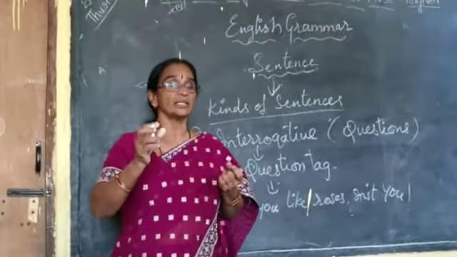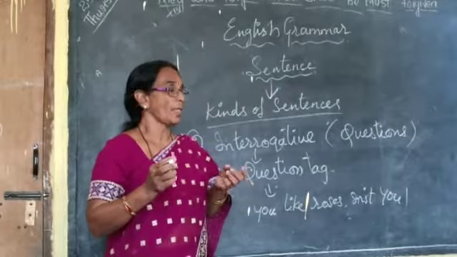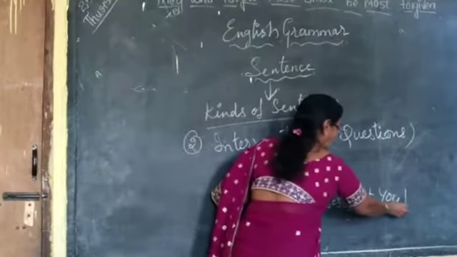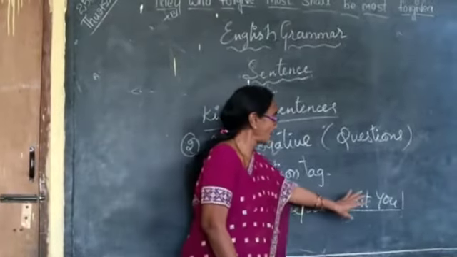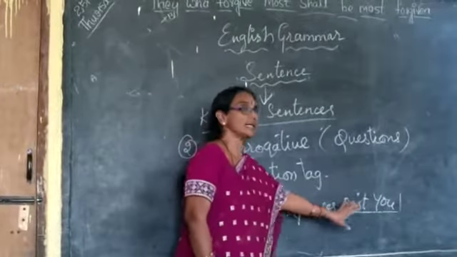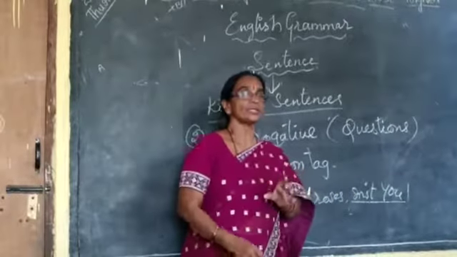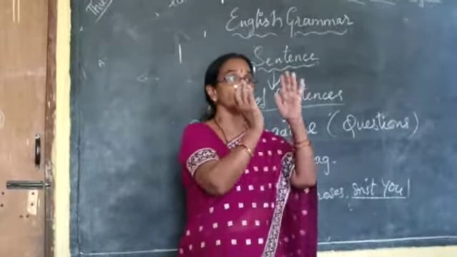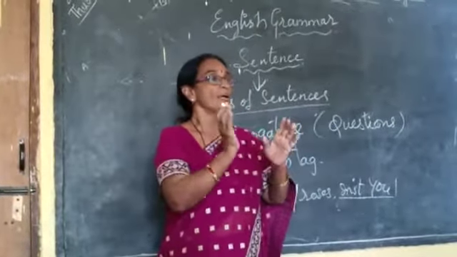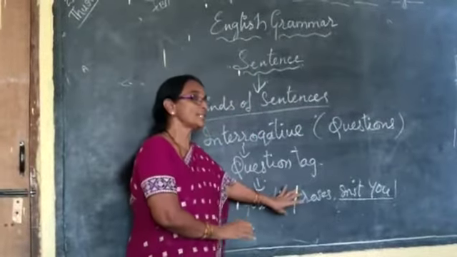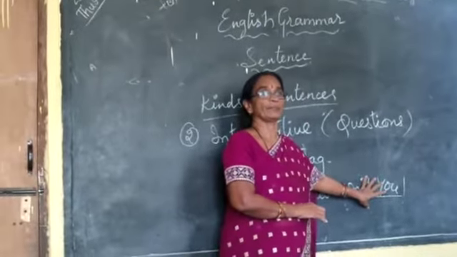Isn't you, hasn't you, haven't you, aren't you? So this type of sentences are called question tags. And these question tags will come after the sentence. Main questions like what is your name come in the beginning. But in a question tag, the sentence will be there and following the sentence, the question tag will be there.